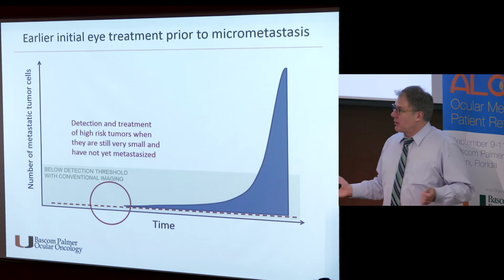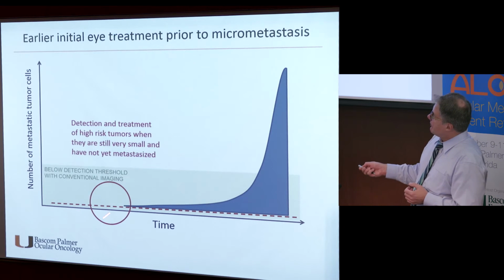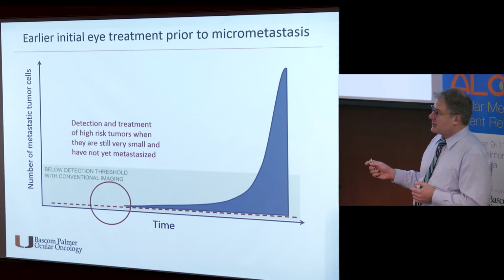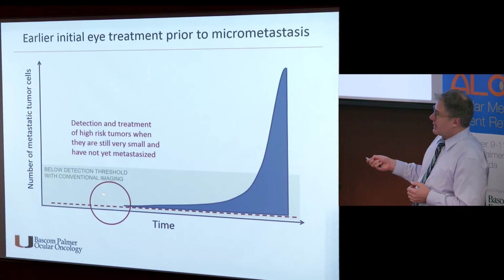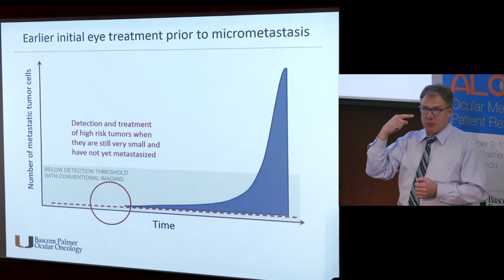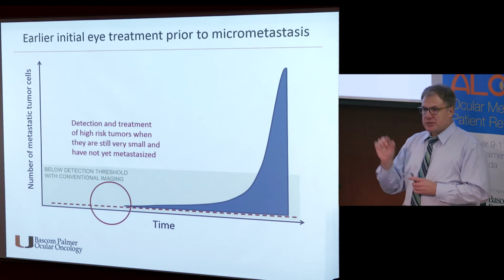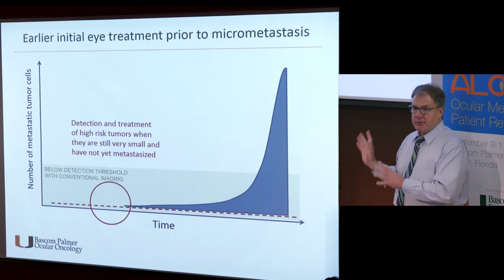And then the ultimate goal would be, can we actually identify which patients are likely to develop metastatic disease and actually intervene earlier in their eye tumor? That would be the ultimate goal, right? When they're still small, treat them, kill them before they even have a chance to metastasize.